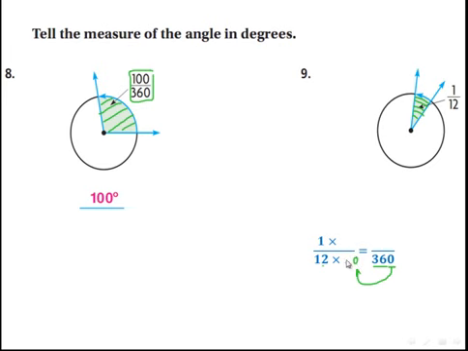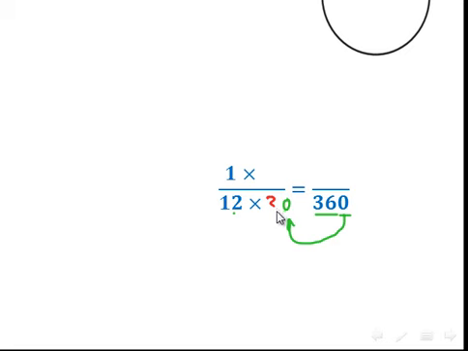12 multiplied by what gives me 36? Exactly, we have studied. 12 multiplied by 3, so I'm going to multiply by 30. All the number 30, so 30 up and down. 1 multiplied by 30 is going to be 30. So the answer in degrees is 30 degrees.